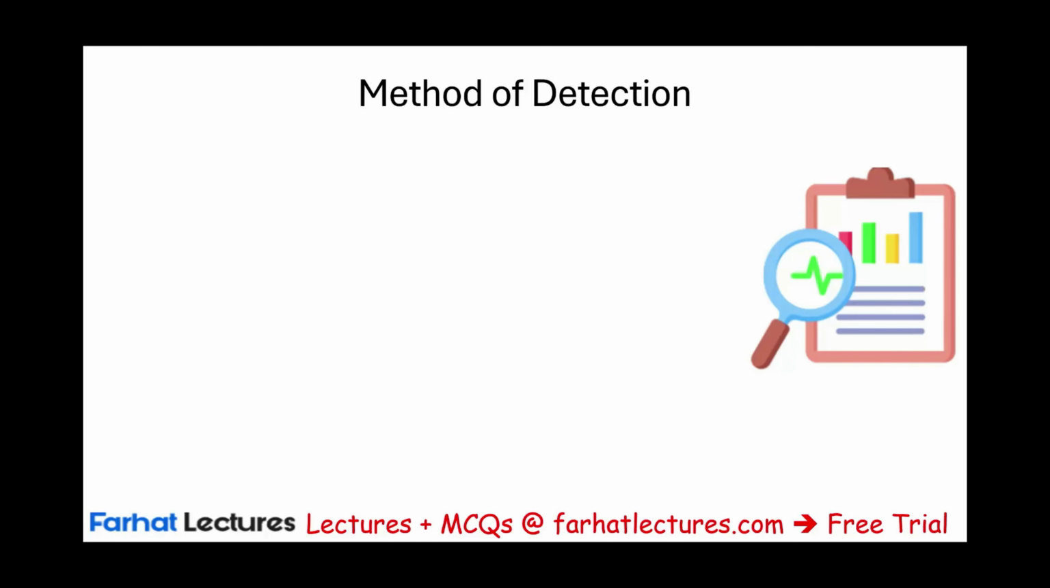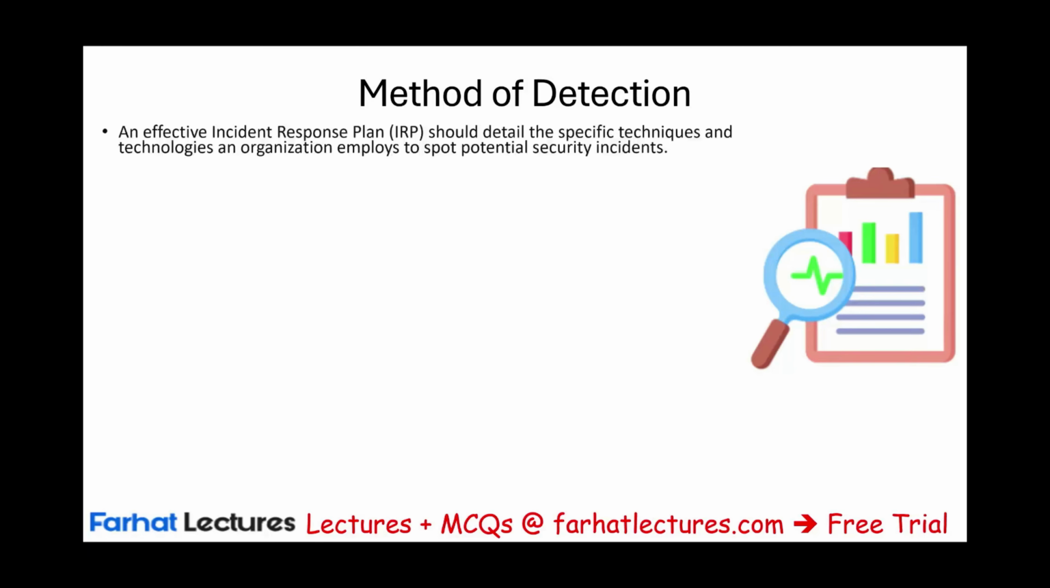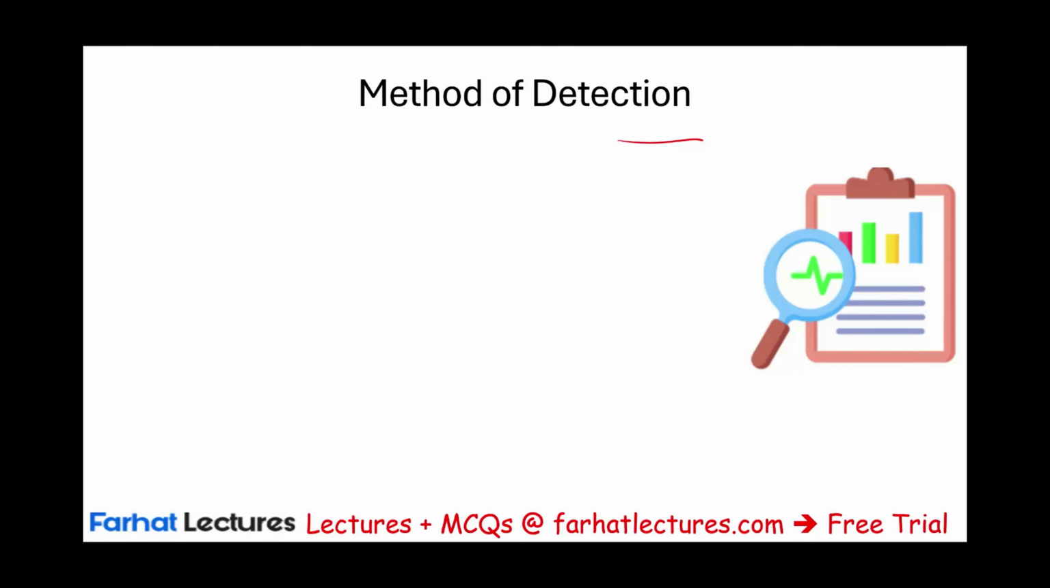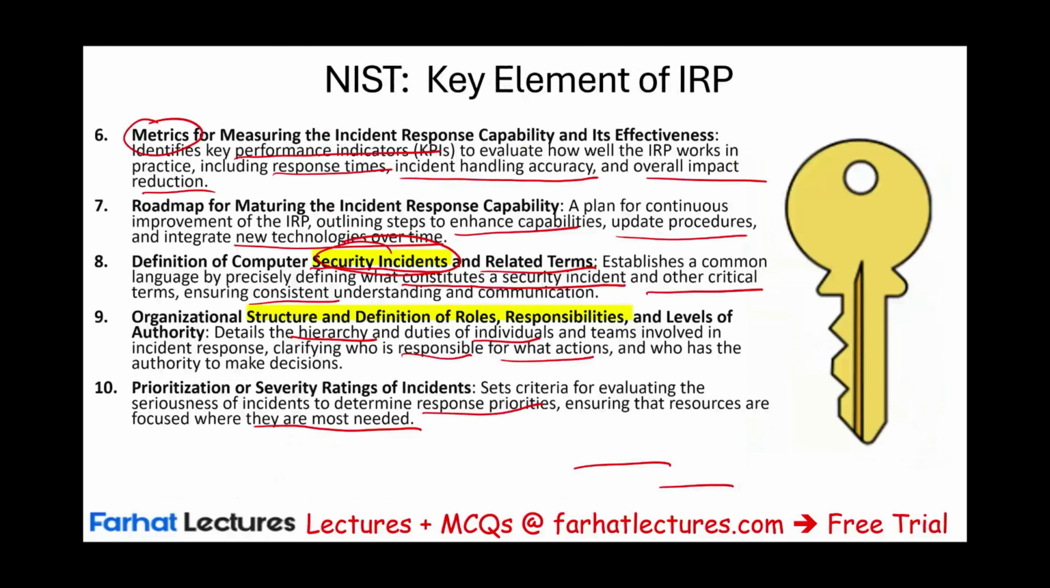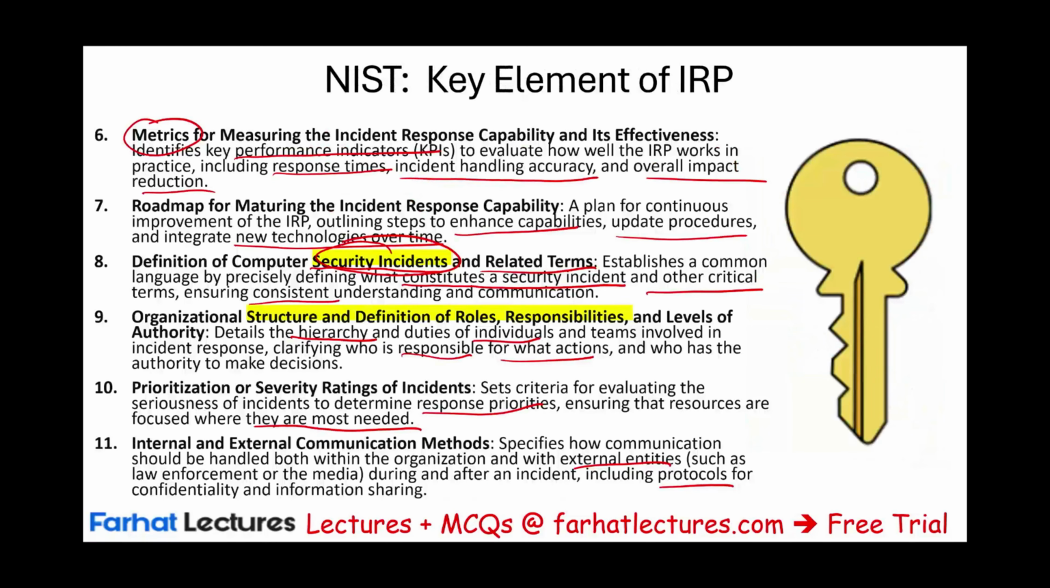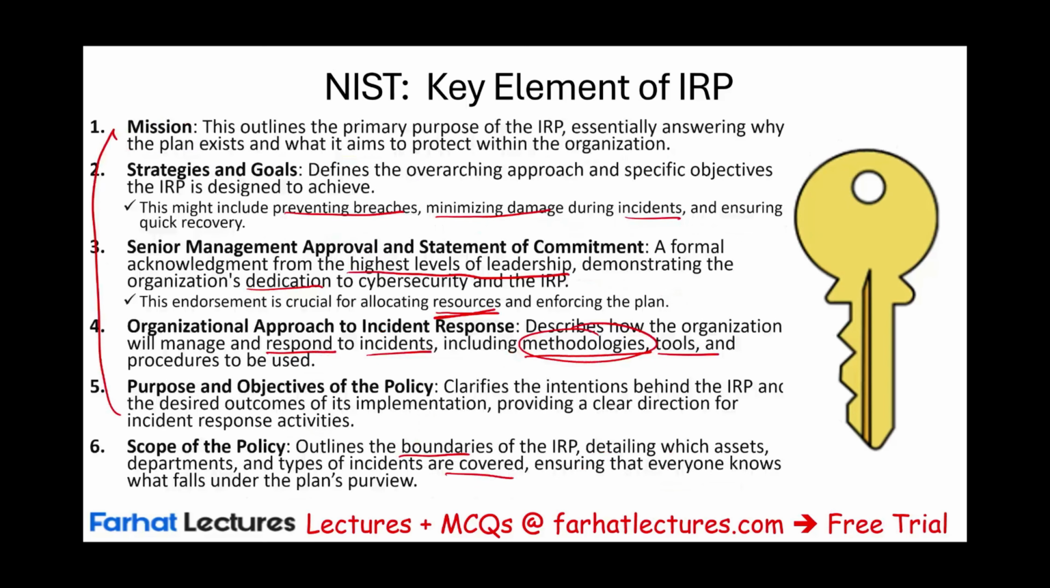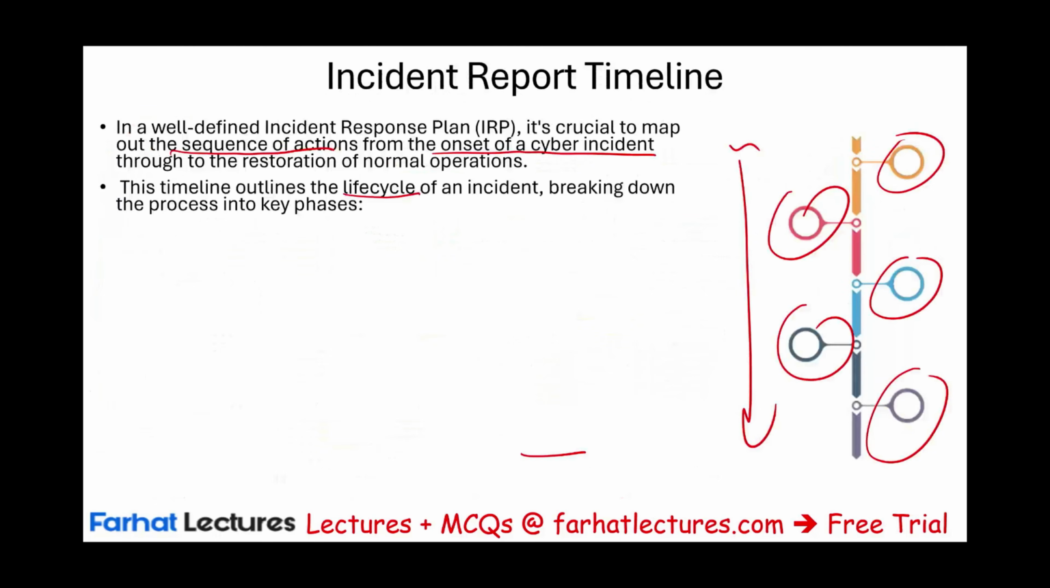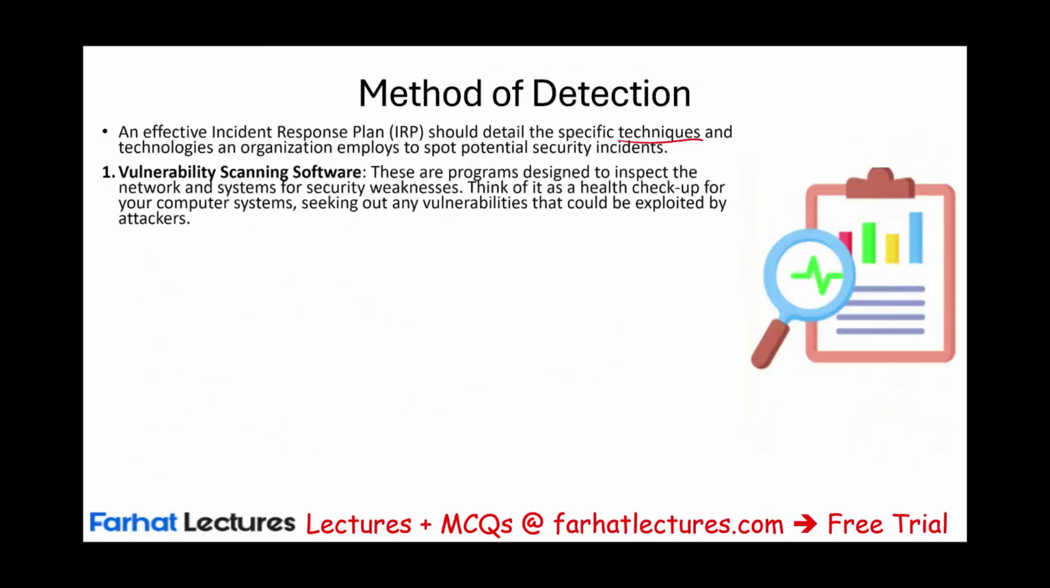Now, what are the methods of detection? Well, an effective incident response plan should entail the specific techniques and technology the organization employs to spot potential security incidents. Remember, when we're looking at key elements, we need to know about the tools and technologies we're going to be using: methodologies, tools, procedures. Now we're going to look at some of those, and we're going to look at other things that we looked at in those key elements of a plan.